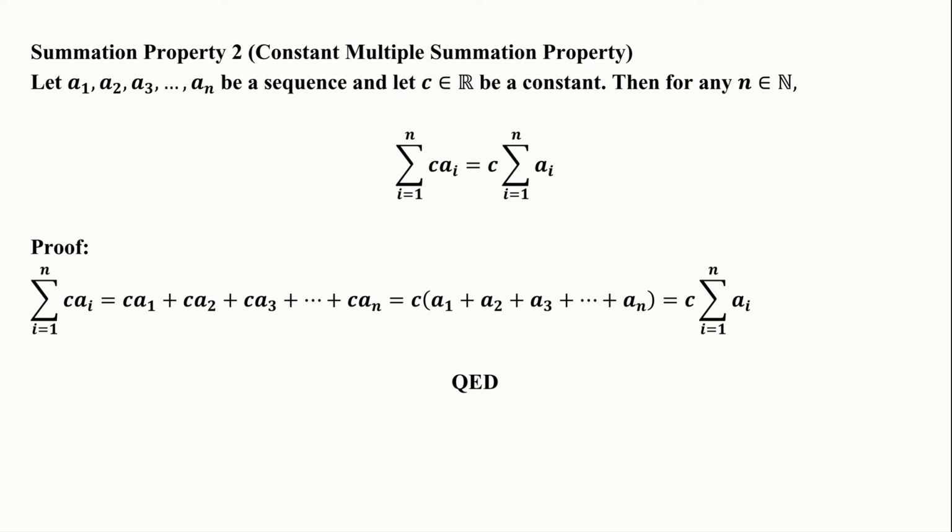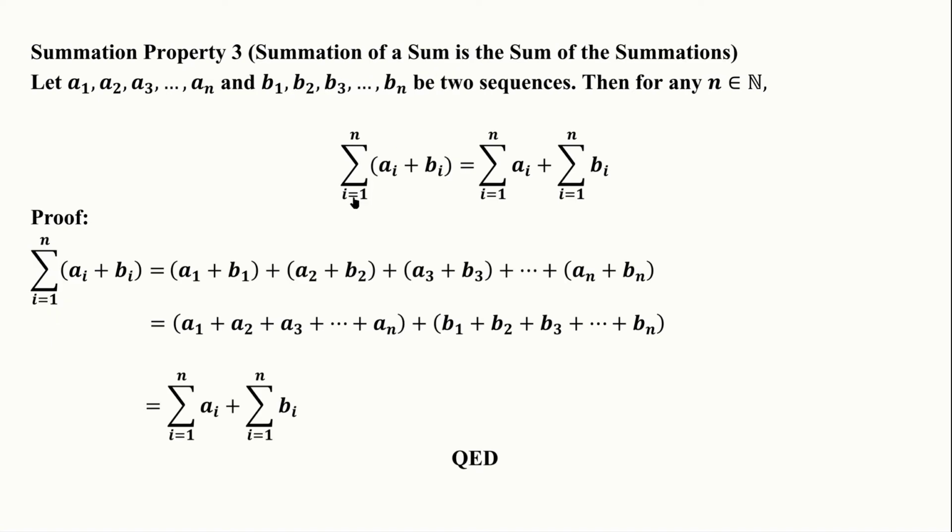Okay, let's move on. All right, so the third property we're going to look at says, look, the sum of basically a sum is going to be the sum of the two sums. So the sum of a_i plus b_i is equal to the sum from i equals 1 to n of a_i plus the sum from i equals 1 to n of b_i. Let's see why that's true. Try to prove this on your own before you watch the rest of the video.